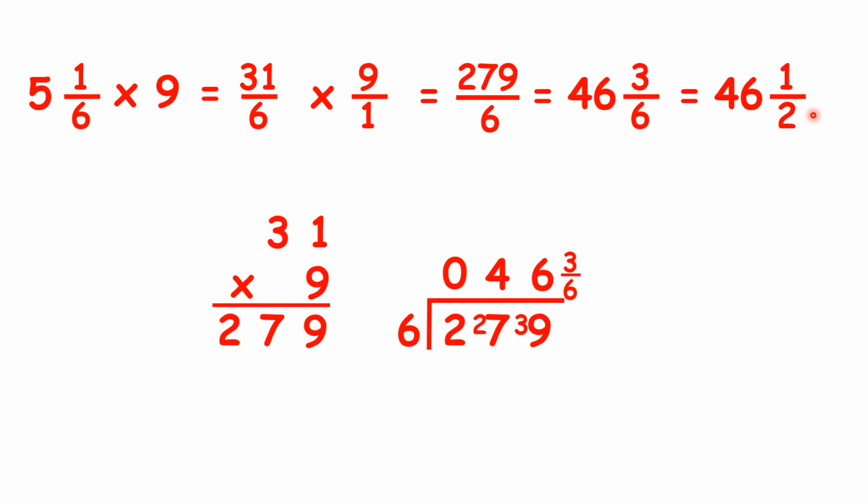And again, we can check that our answer is sensible, because 5 1/6 is between the whole numbers 5 and 6. So if we know that 5 times 9 is 45 and 6 times 9 is 54, we know that our answer needs to be between 45 and 54. And because we can see that it is, we can be confident that we have the right answer.